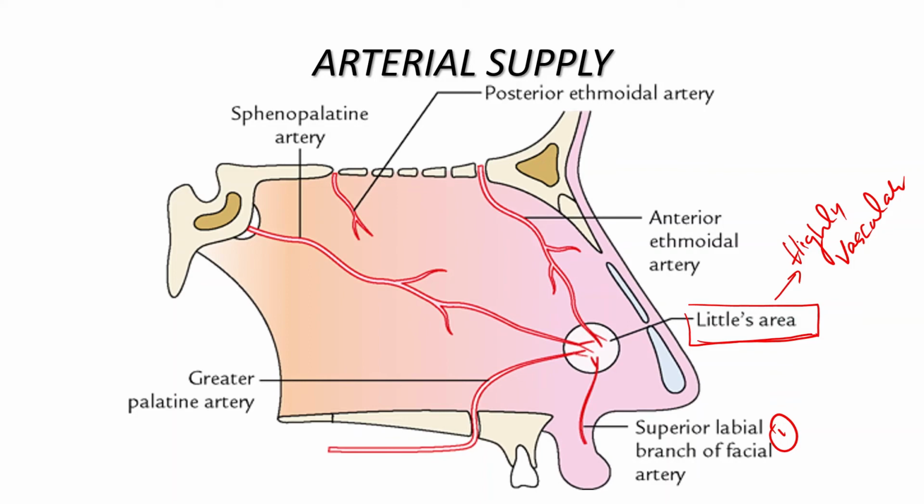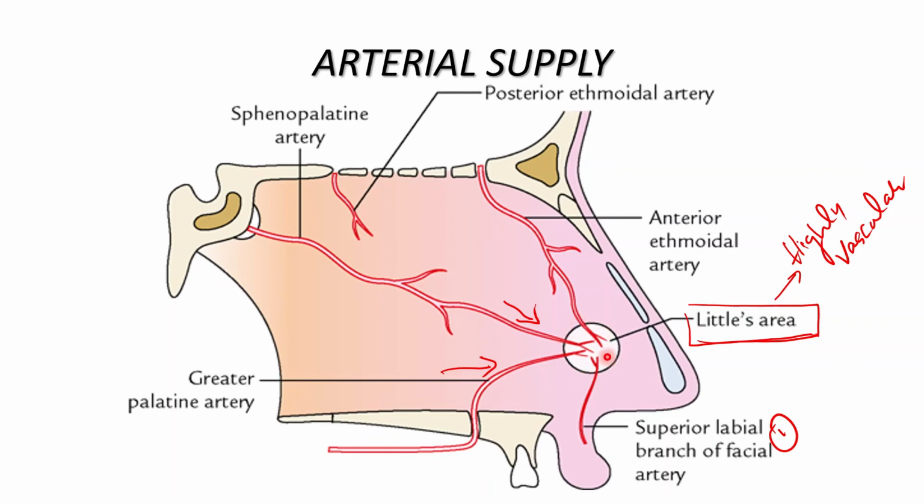the terminal branches of the greater palatine and the sphenopalatine arteries. So the branches of the greater palatine, the sphenopalatine artery and the labial branch of the facial artery tend to anastomose at this antero-inferior part, which becomes highly vascular, and this area of anastomosis is called Little's area.